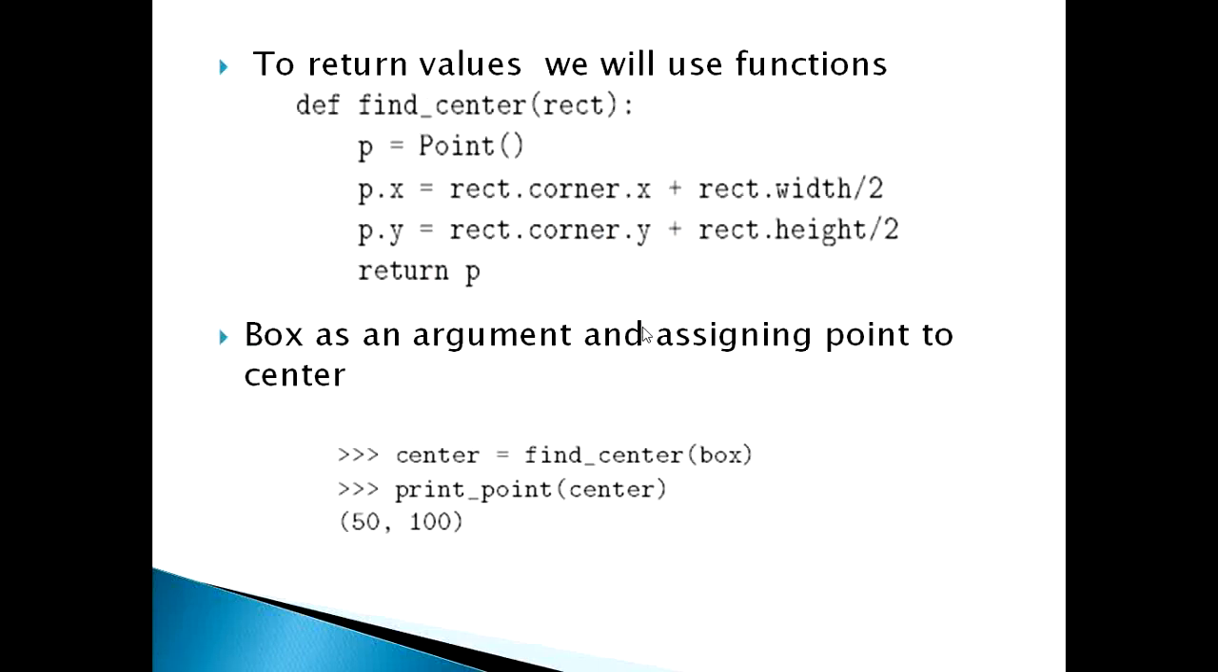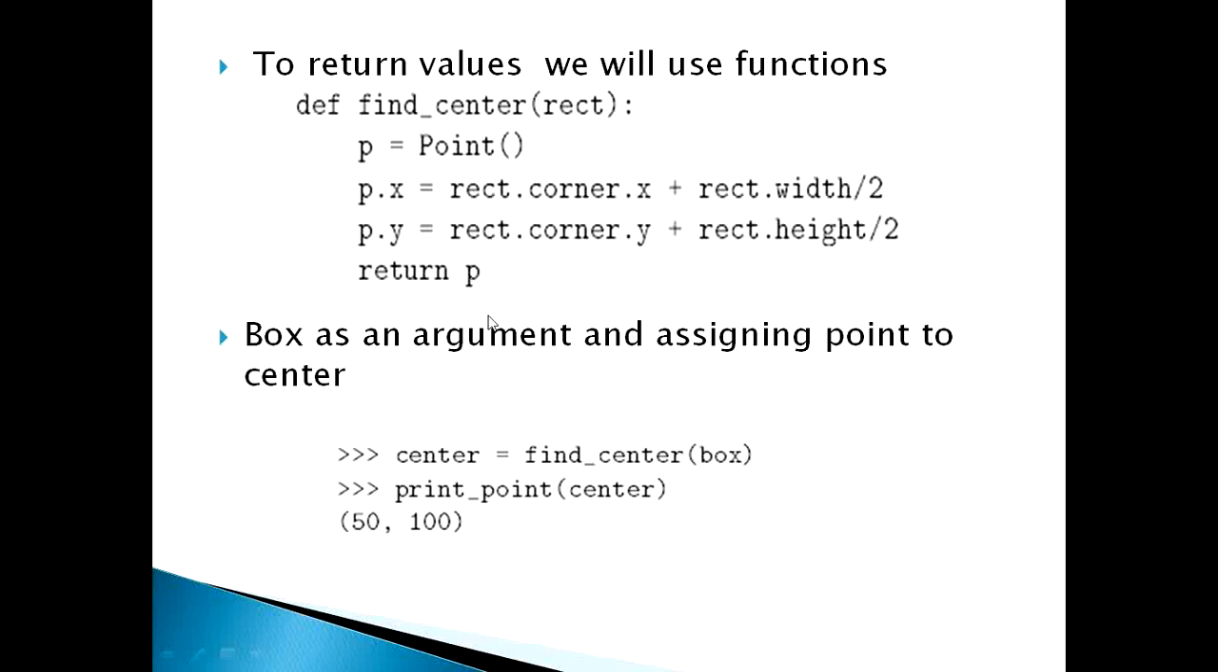Moving ahead friends, the next thing we'll see is how to return values, that is, how values could be returned from objects. In order to return them, the first method we will use is functions. We will use functions to return values or instances. Here we have defined a function called find_center, which takes a rectangle as an argument and returns a point that contains the coordinates of the center of the rectangle. You can see it is returning P. P is nothing but pointing to a point.